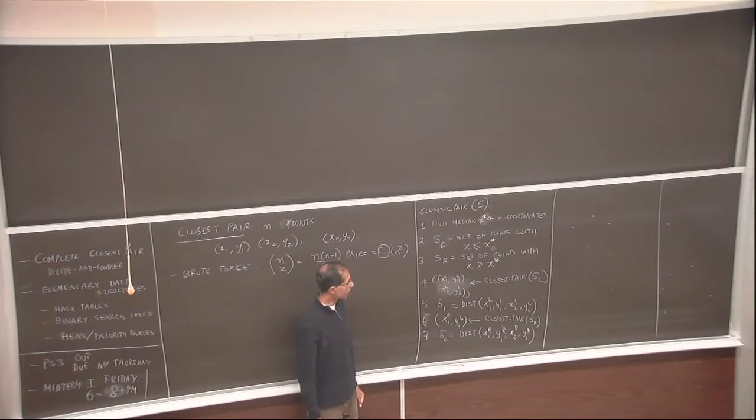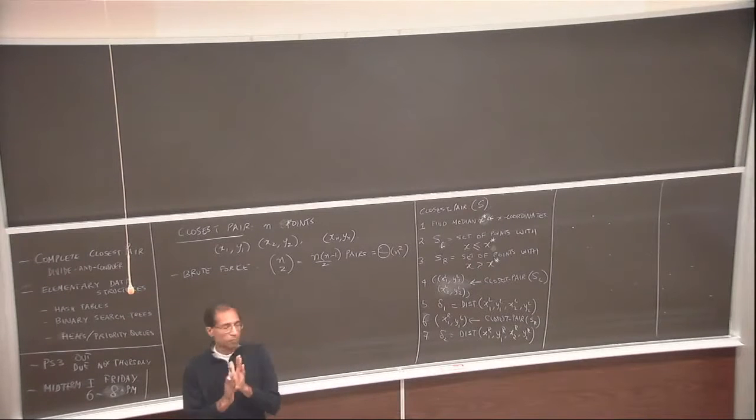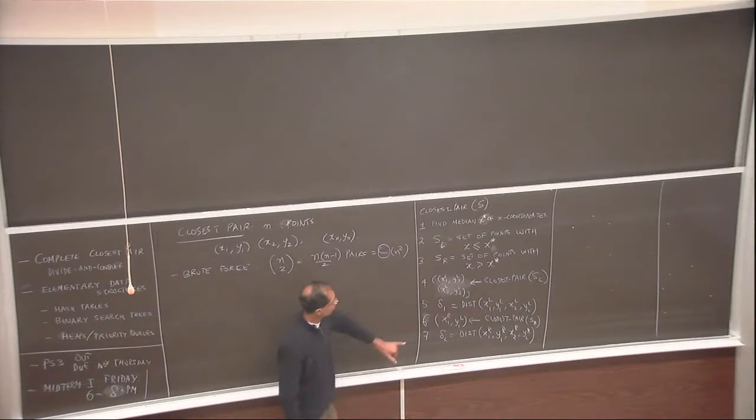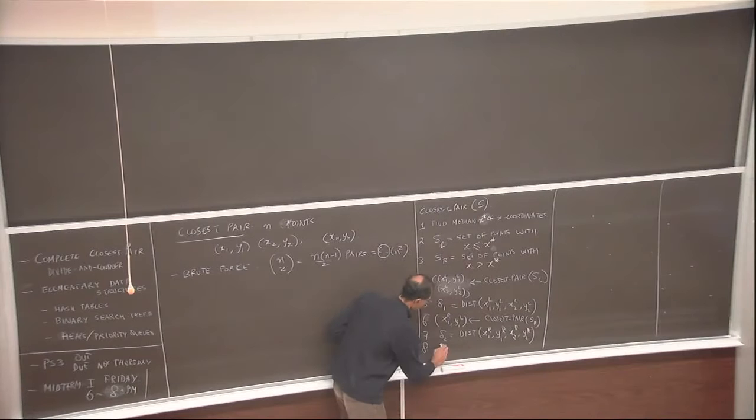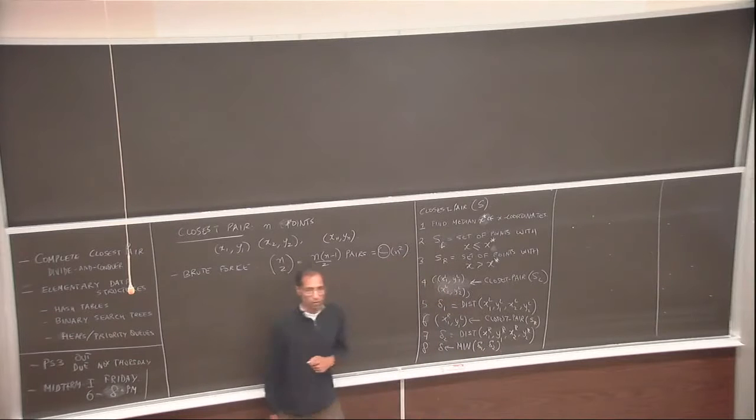If you have to look at all the cross pairs, we can't afford to look at every cross pair. So we focus our attention on those cross pairs that could possibly do better than this. So we said let delta be the minimum of these two.